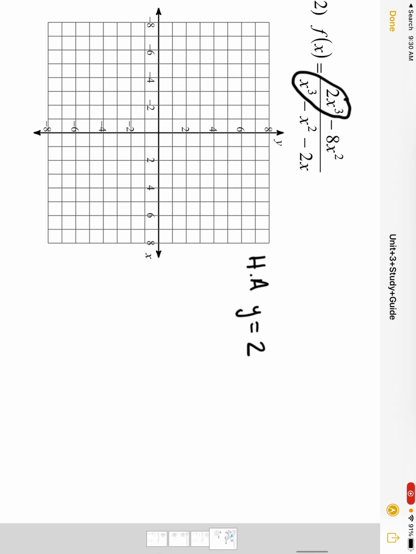Now we can factor this, and we're going to factor this by getting 2x squared times (x - 4) divided by x. And so if we factor this, it's going to be x squared minus x minus 2, and x squared minus x minus 2 factors to be (x - 2)(x + 1).